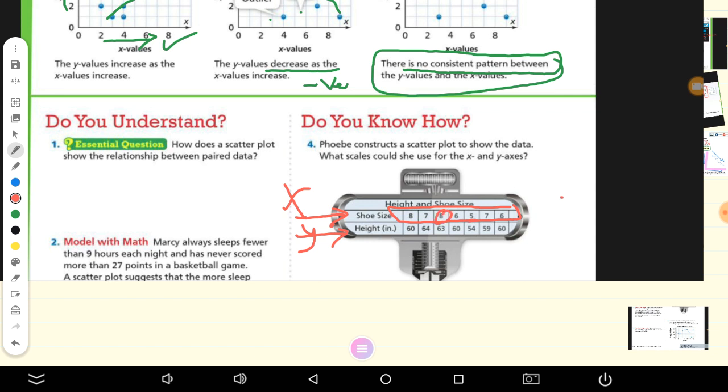It can be covered in the x-axis. And what about y? Y, the least one is 54, and the most one is 64, so it's between 50 and 70. Can also be written as even numbers, 50, 52, 54, and so on until we reach 70.